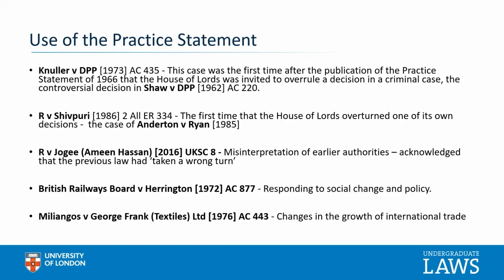In R against Jogee, there was a misinterpretation of earlier authorities for 30 years. They acknowledged the previous law had taken a wrong turn in that context. So that was in the context of joint responsibility, where a second participant was captured in the crime of the first principal offender, and so the rules around that changed, which you will certainly learn more of in criminal law, but it's important to note that they acknowledged that the law had taken a wrong turn there.